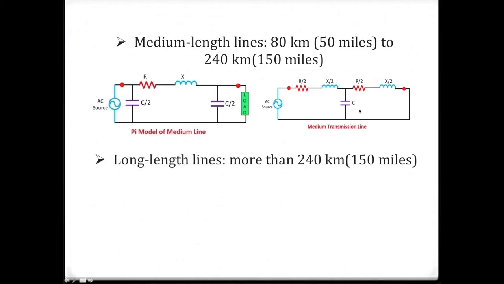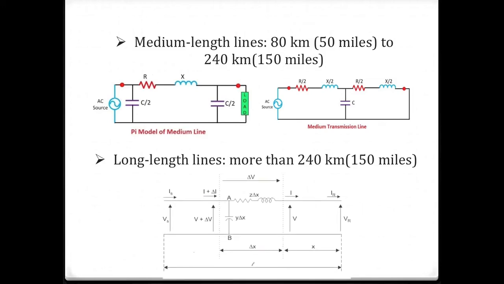The next category is the long lines, more than 240 kilometers. For this one, the model is a little bit more complicated, so we consider just a section of the line, and we also assume all the parameters are equally distributed along the entire length of the line.